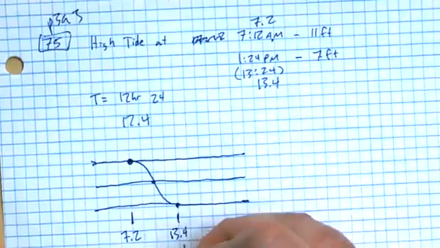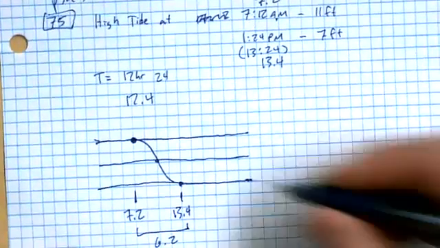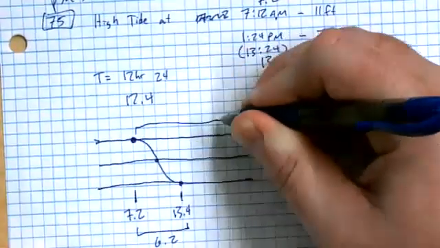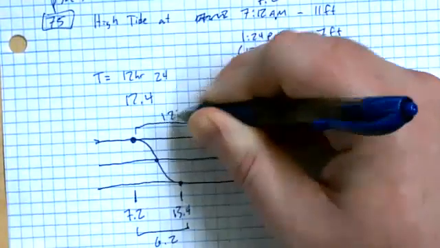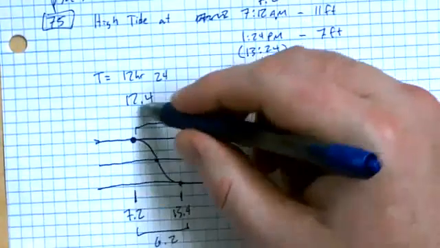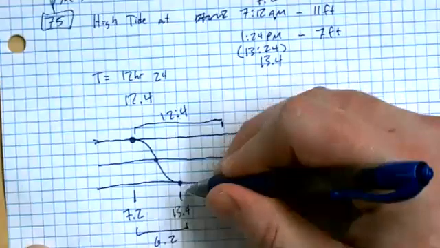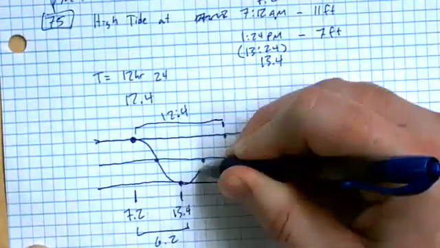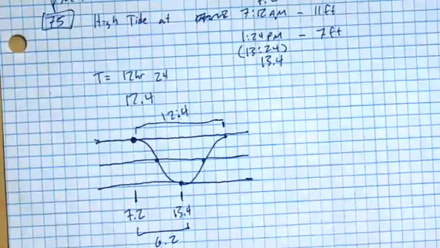And that is 6.2 apart, which is nice because they told us our total period was going to be 12.4. Sorry, where am I getting 24.7? 12.4. My brain's doing weird things today. Okay. So we got everything we need for our period.